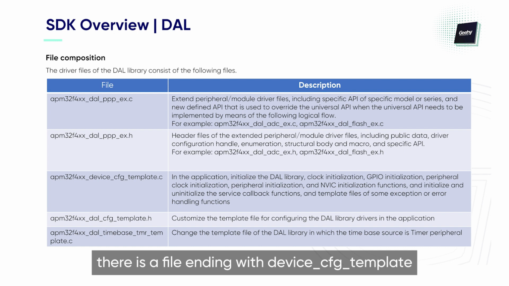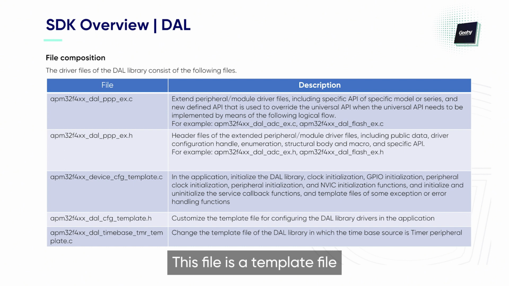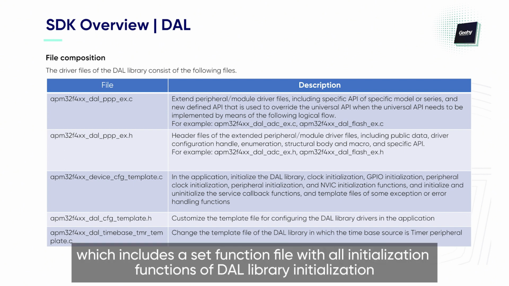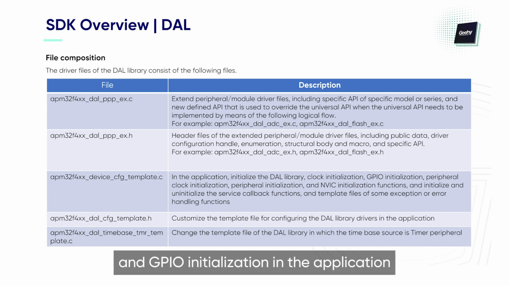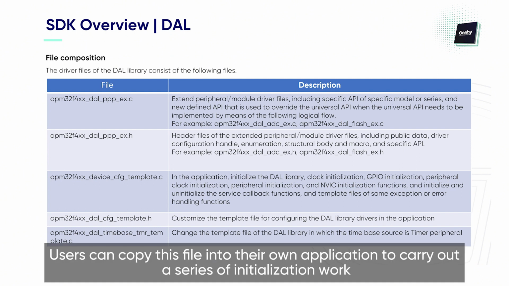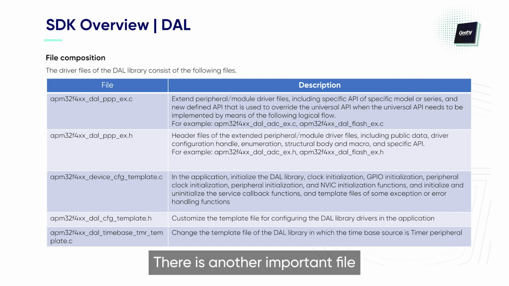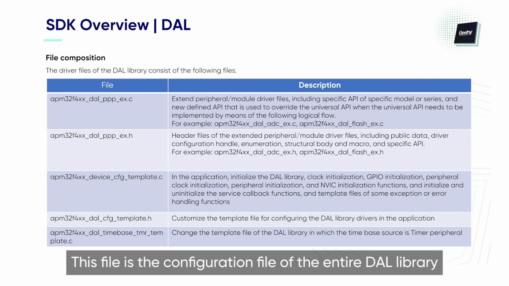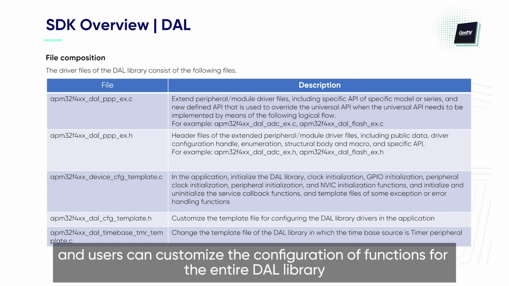Besides, there is a file ending with _msp_template. This file is a template file, which includes a set of functions with all initialization functions of DAL library initialization, clock initialization, and GPIO initialization in the application. Users can copy this file into their own application to carry out a series of initialization work. There is another important file, namely the DAL CFG template file. This file is the configuration file of the entire DAL library, and users can customize the configuration of functions for the entire DAL library.